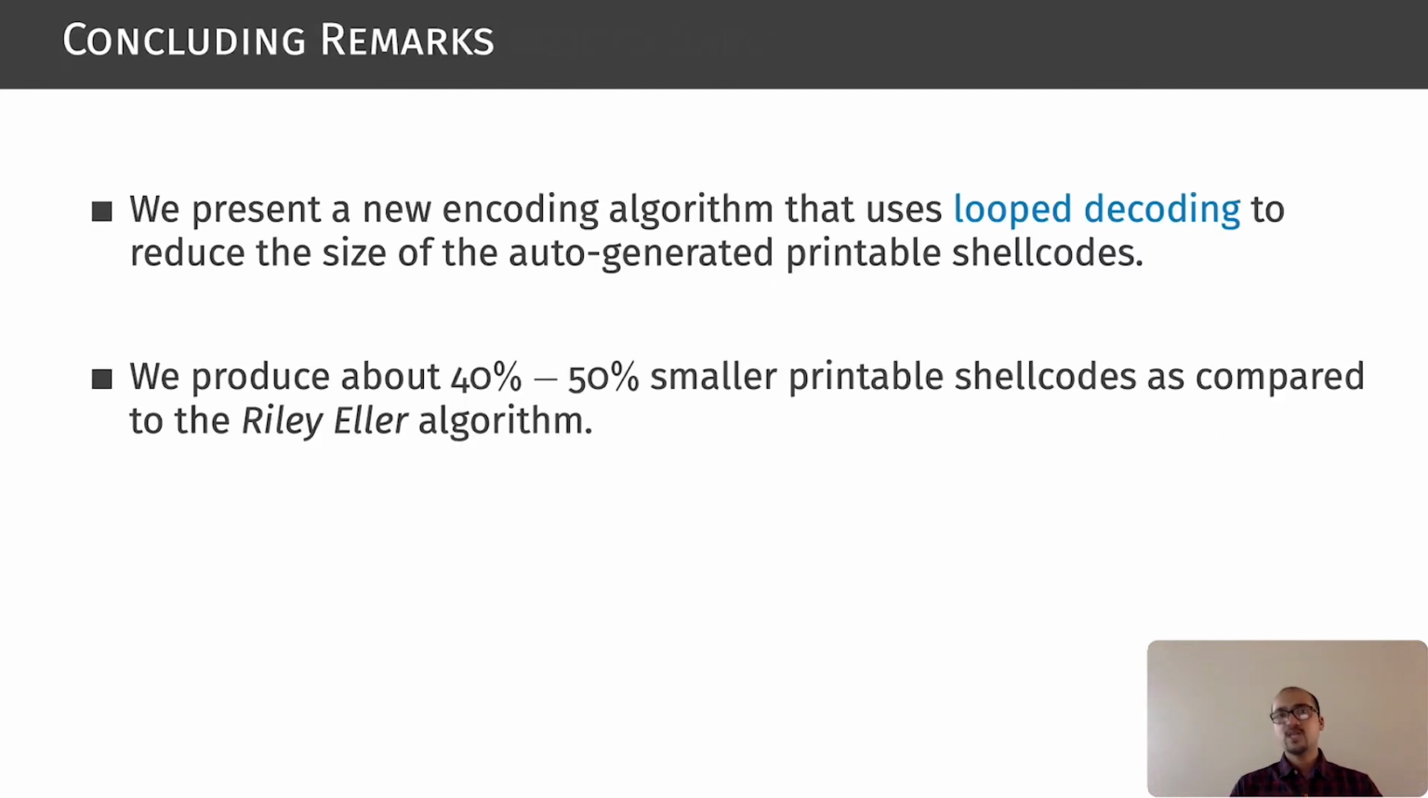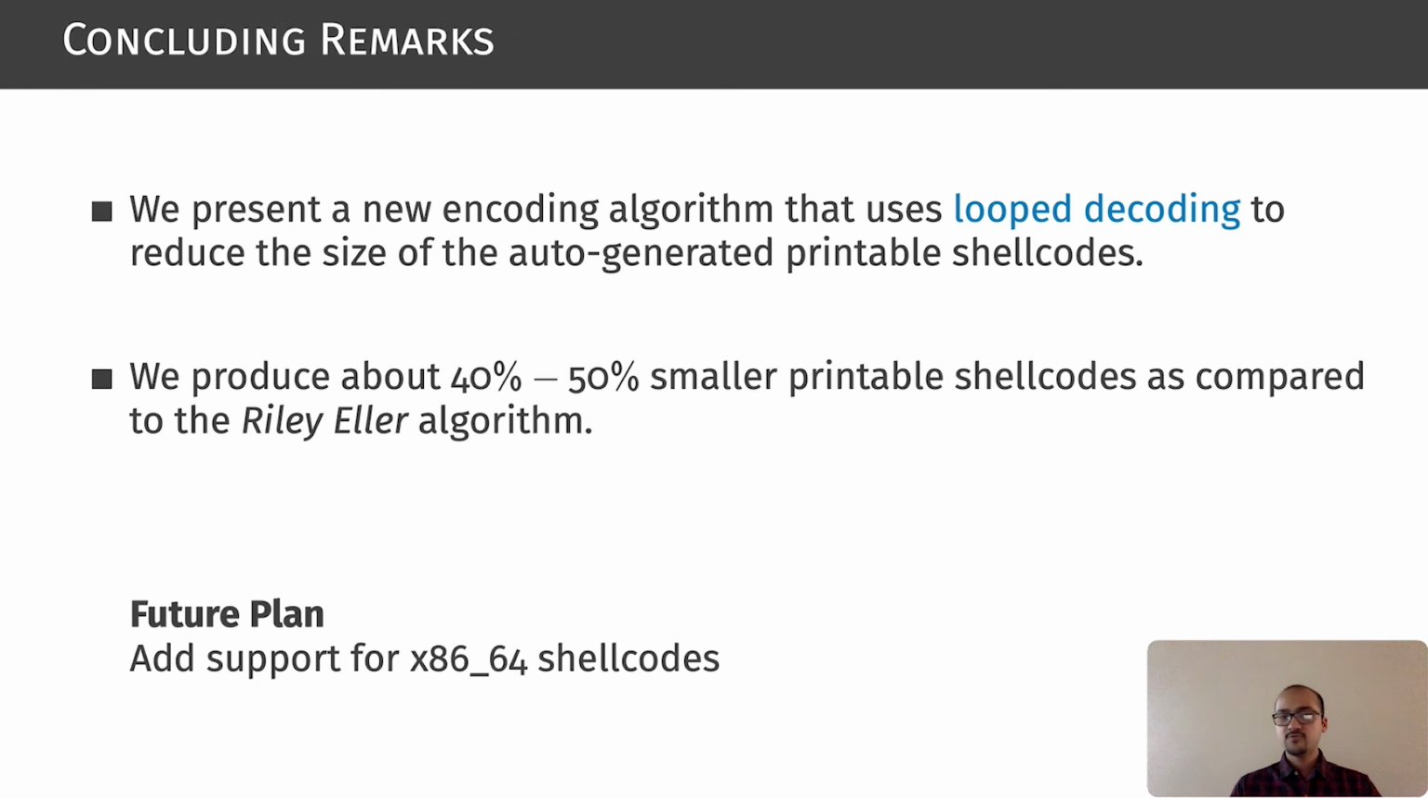In conclusion, we present a new encoding scheme in which we use looped decoding to generate compact printable shellcodes. On average, they are 40 to 50% shorter as compared to Riley Eller's algorithm. In future, we plan on adding support for 64-bit shellcodes, so be on the lookout for that.